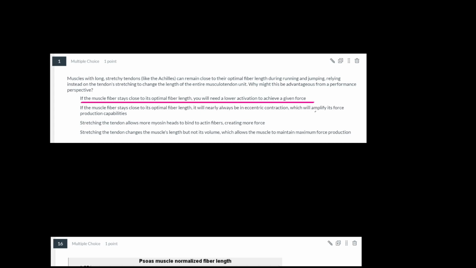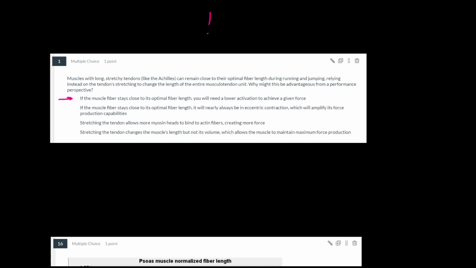How about this first option? And by the way, the reason you might have already noticed we're going to likely end up with the first option being correct here is that for many of these questions, I just marked that as correct. This is not necessarily the order you saw the answers in because they're randomly shuffled. So if the muscle stays close to its optimal fiber length, you will need a lower activation to achieve a given force. That's actually true.